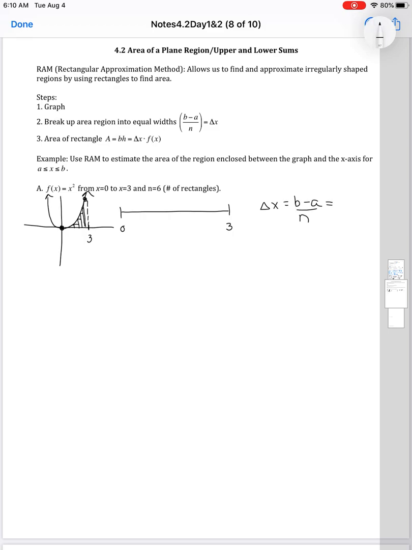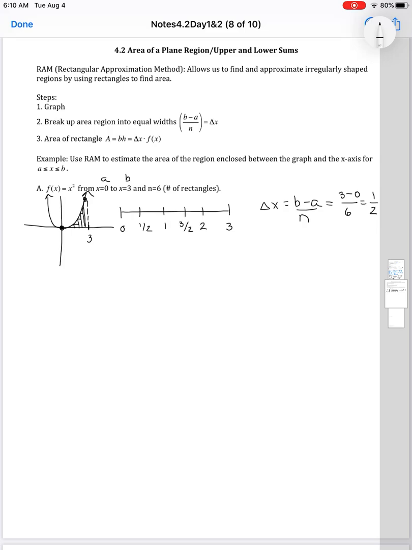The other piece, which I like to take at the same time, is let's calculate our delta x. Well, delta x is b minus a over n. Well, your parameters are your a and your b. So it would be 3 minus 0 over n, which is 6, which is 3 over 6, which is 1/2. That is indicating to you what you want to break down this particular interval in.